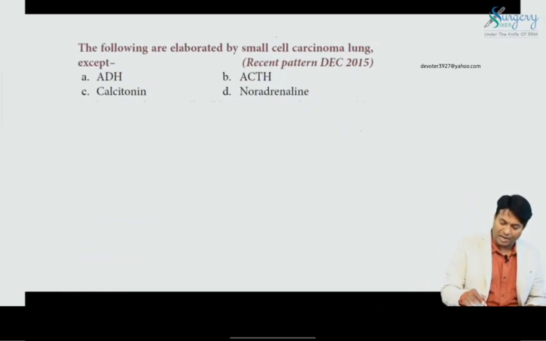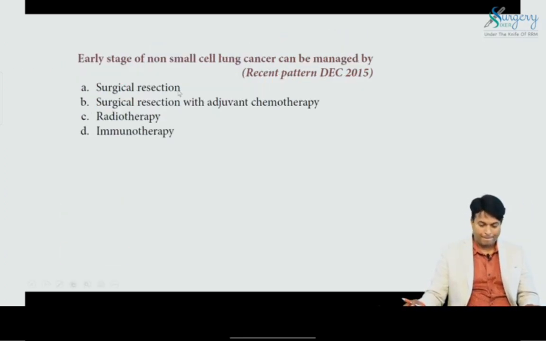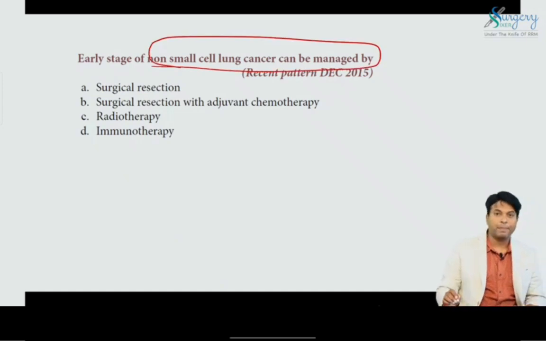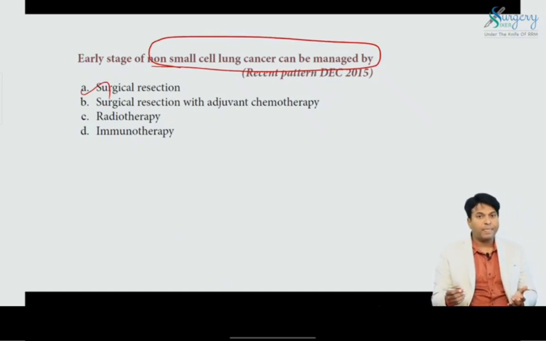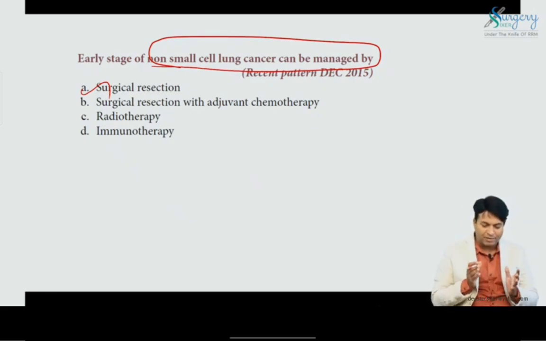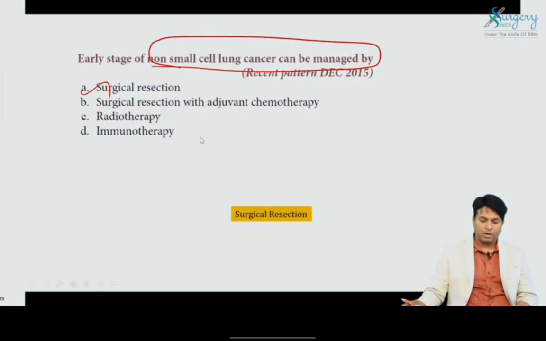In small cell cancer, the following are elaborated except, which is not elaborated? They have ADH, ACTH, calcitonin also, except noradrenaline. Early stage non-small cell cancer can be managed with surgical resection. If it is advanced stage, chemotherapy is less effective in non-small cell cancers. If it is small cell cancer, we can do surgical resection with adjuvant chemotherapy. Gefitinib is used in non-small cell cancers. Gefitinib is an oral tyrosine kinase inhibitor.